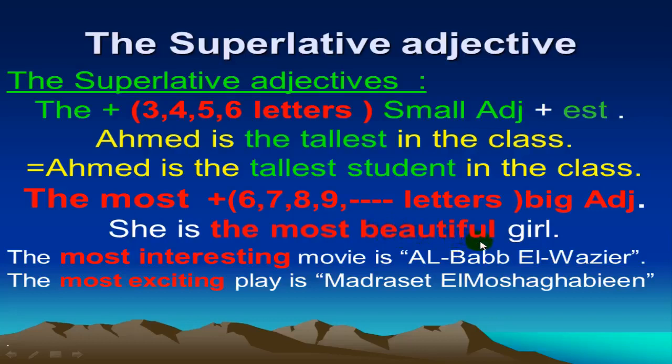1, 2, 3, 4, 5, 6, 7, 8, 9. Nine letters. This is a big adjective. We also have vowels here: E, A, U. Here we have I and U. So I have vowels here. Another vowel I, and a third area has U. So here we have more than two vowels. This is why I use the most.